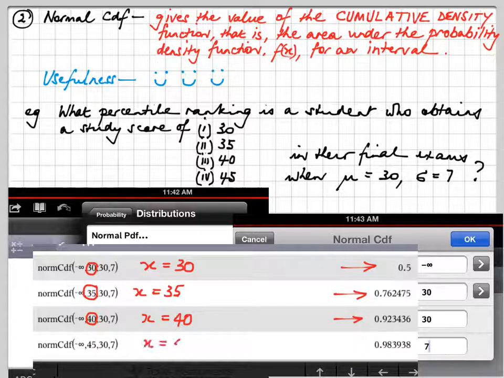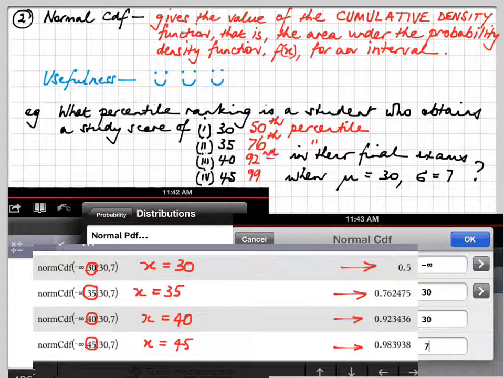Okay, and if you get a 45, my goodness, you're in the heady heights of the stratosphere. You've got 98% of students behind you. Okay, 98% of students are behind you. Now, this is very interesting stuff. Wouldn't you agree? I think it's very fascinating, and I wanted to show you how to work it out. So I'm just putting in the answers there in the middle of the screen. Okay, there they are. So now you can see the usefulness of the normal CDF, okay?